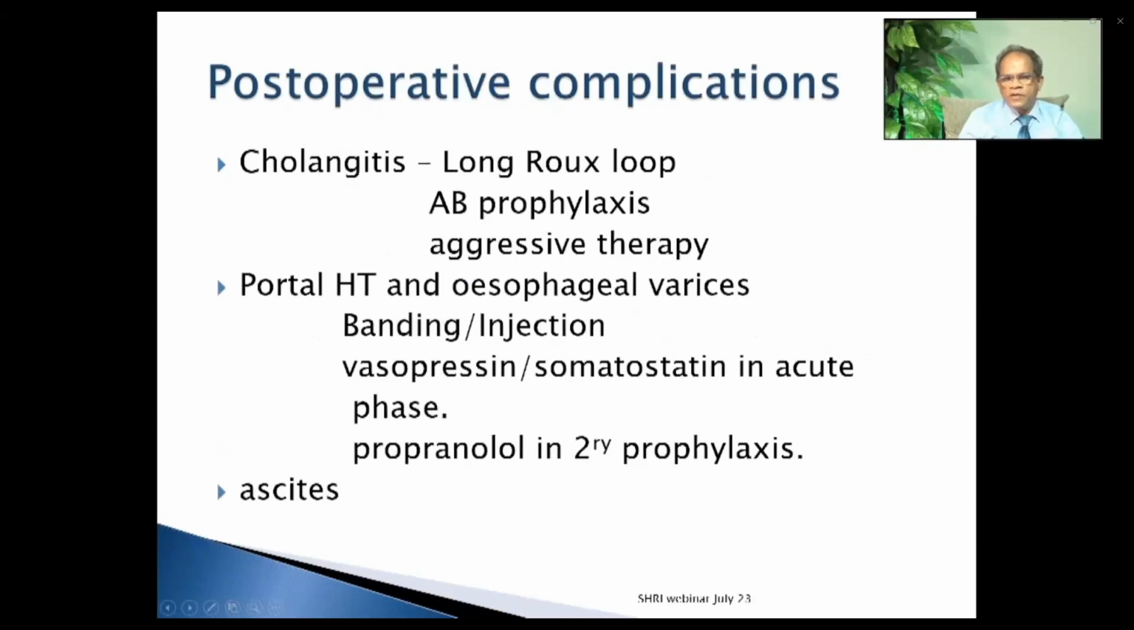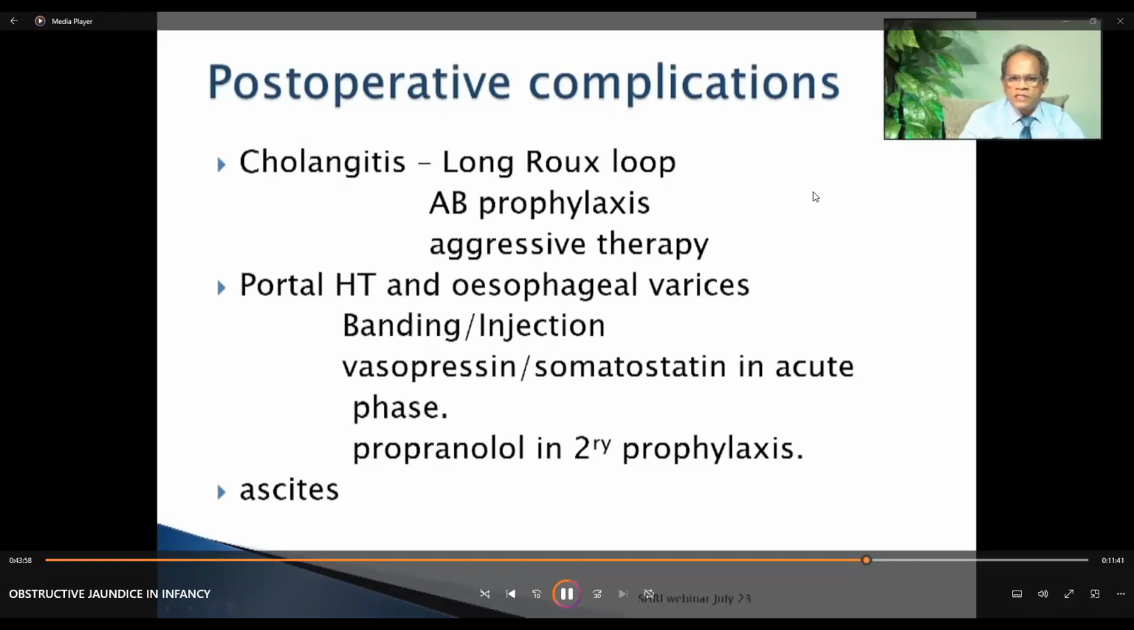The post-operative complications following a portoenterostomy include cholangitis. That's one of the commonest ones because there is very little flow down the Roux loop, so bacteria can colonize the loop. The only measure that you can take to reduce the incidence of cholangitis is to have a really long Roux loop, which is about 50 centimeters.